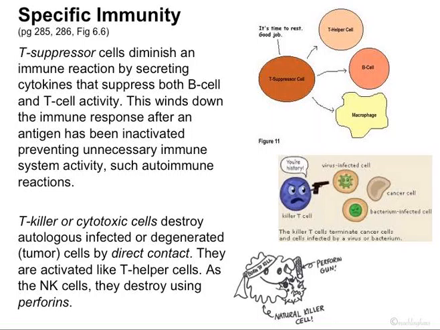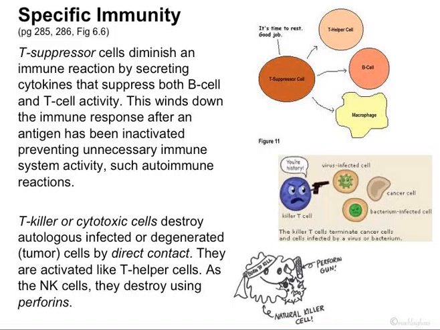We have T suppressor cells, and they diminish an immune reaction by secreting, again, small little localized acting hormones called cytokines that suppress both the B cell and the T cell activity. And this will wind down the immune response after the antigen has been inactivated, preventing unnecessary immune system activity. If that doesn't work right, we will have autoimmune reactions, and that's when the immune system attacks oneself.